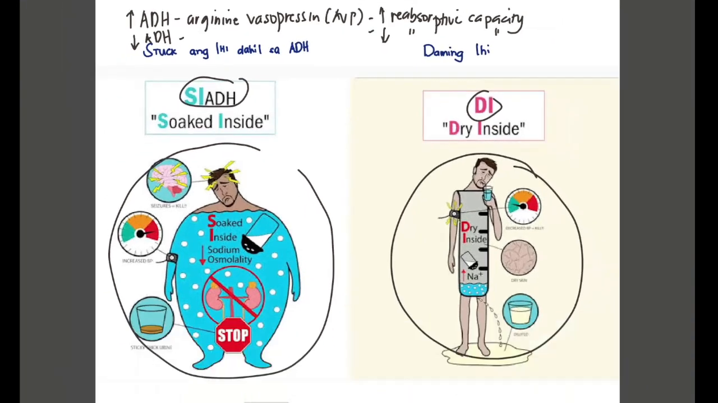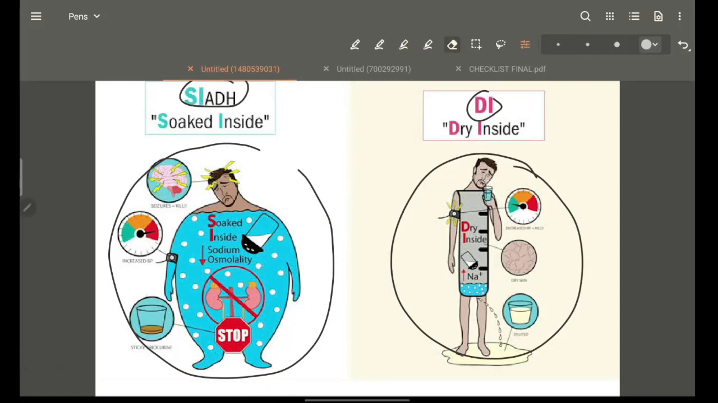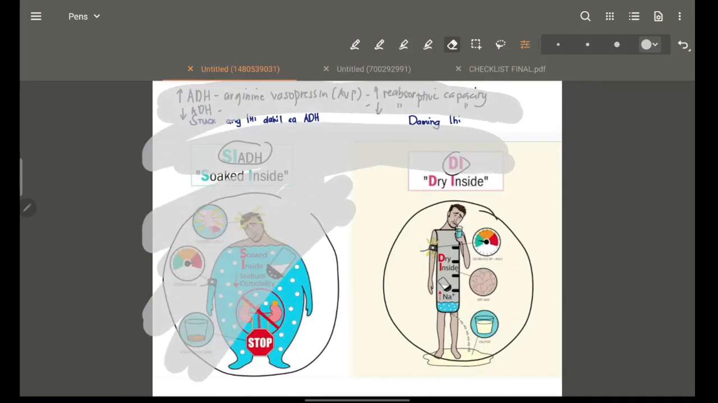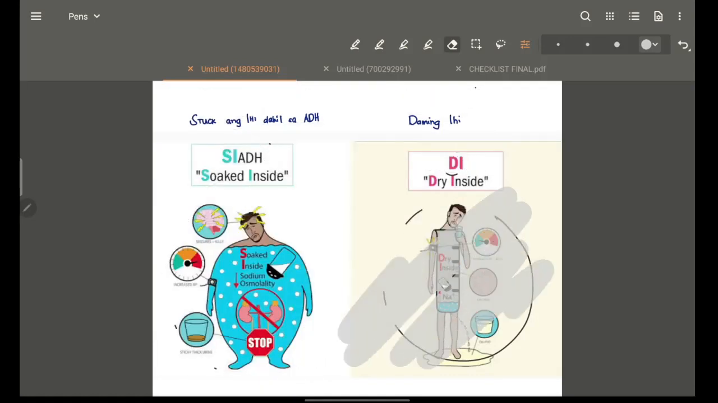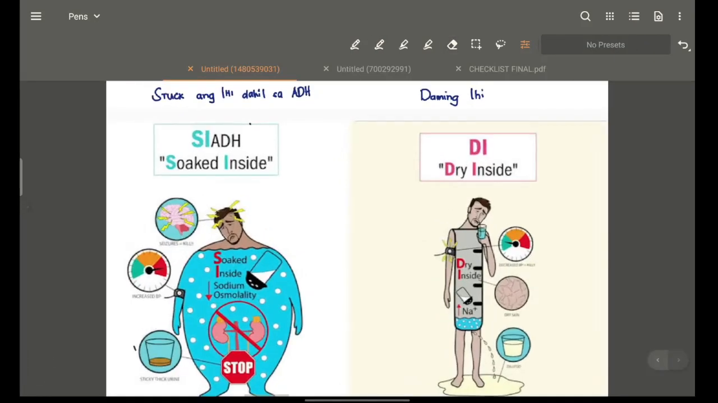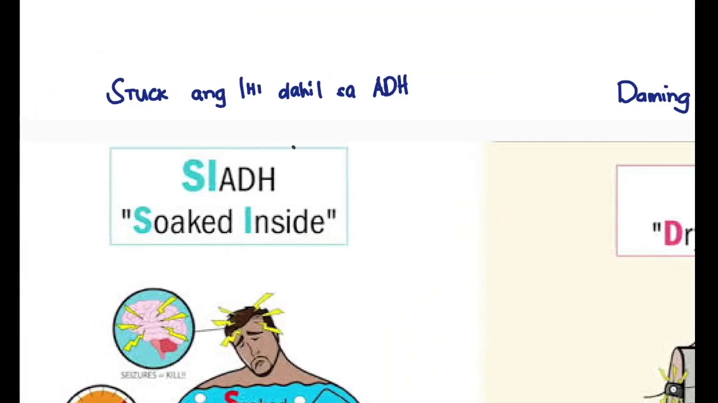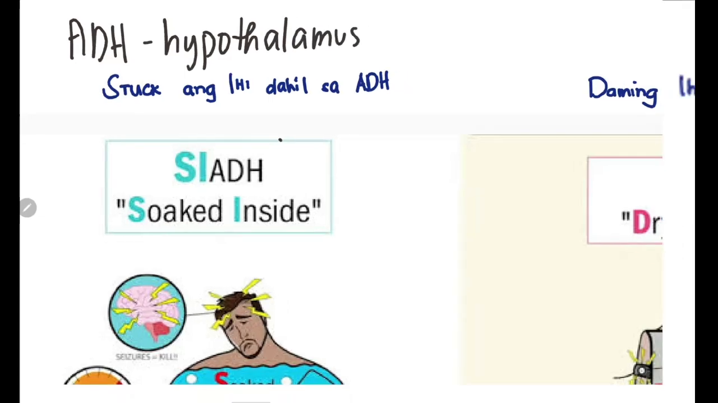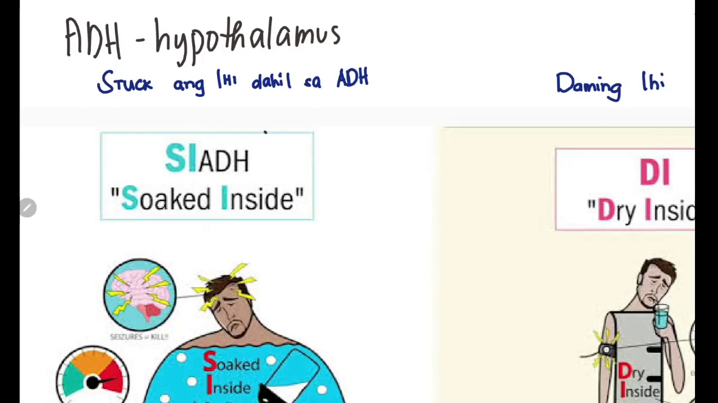We also have to know that in ADH, okay, wait for a while. Let's just clean this one. Okay, we also have to know that ADH is naturally produced by the hypothalamus. The hypothalamus is the one that will now produce ADH.